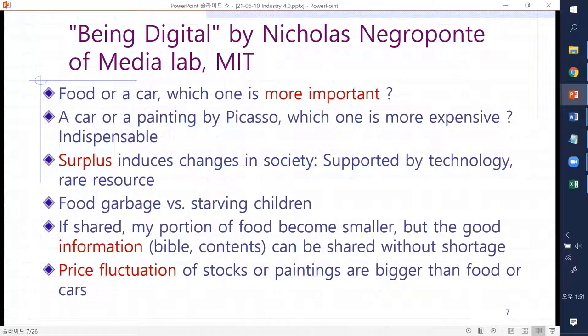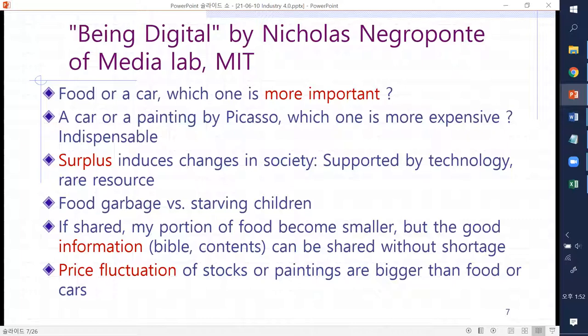So now there is food garbage discharged daily inside South Korea. Many people are saying we can feed the remaining food to the many, many starving children around the world, including, I don't know whether there is, but North Korea. Right? So food surplus is here, but there are still starving people too. But altogether, there is a surplus.